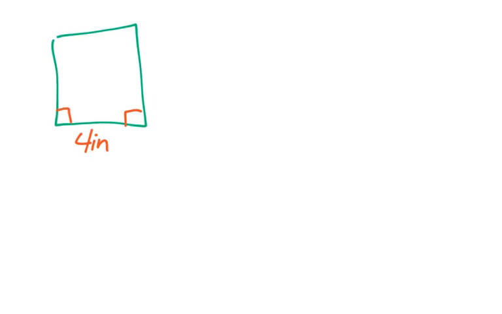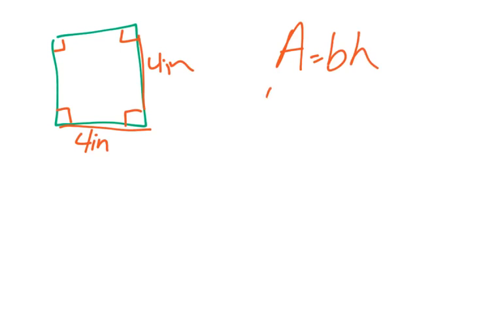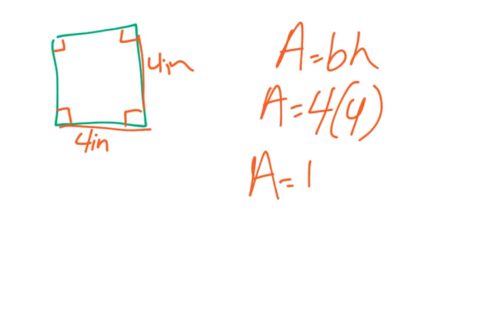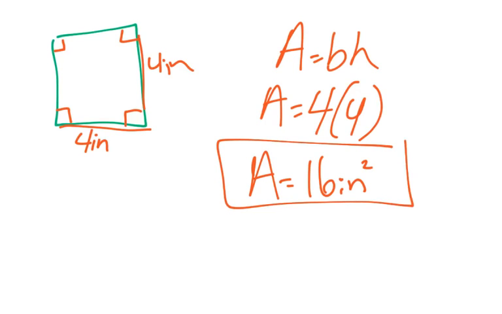Same deal for actual squares. If I tell you that this is 4 inches, technically I don't need to tell you anything else if you know that this is a square. I know that squares have 4 90-degree angles. I know that if this side is 4 inches, then this side has to be 4 inches as well. So I can say my area is my base times my height. Area equals 4 inches times 4 inches. The area of this square is 16 inches squared, or 16 inches to the power of 2. If you do not have that exponent there in your units, your answer is incorrect.